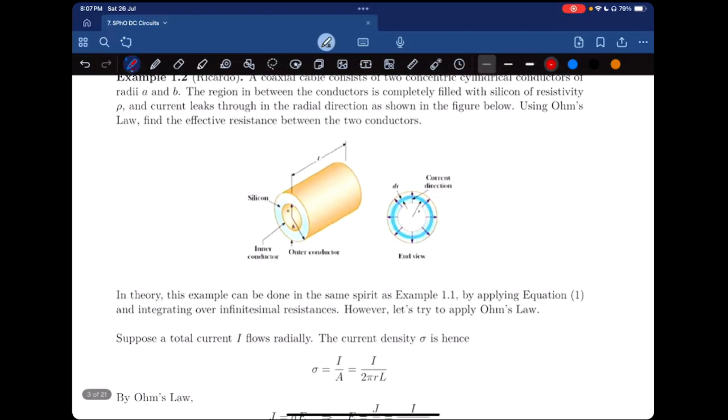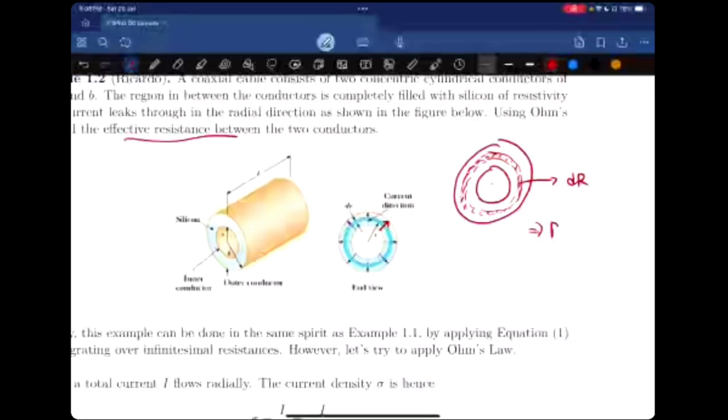So of course, if you have to do something, we could have just integrated resistances like this. So this is perfectly valid. But instead of integrals like that, the approach is using Ohm's law.